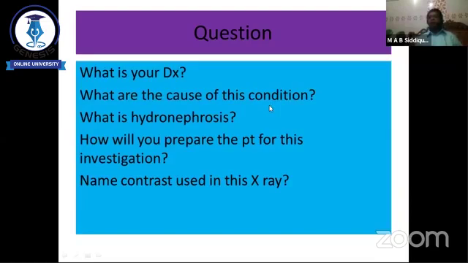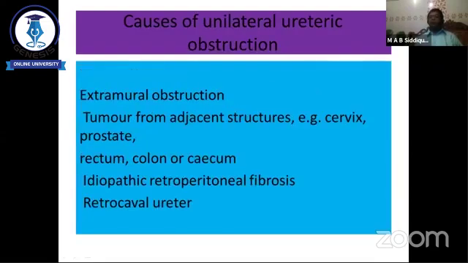How will you prepare the patient? Before preparing this patient, I will mention the causes of this condition. Causes of unilateral ureteric obstruction: the cause may be extramural obstruction. Tumor from adjacent structures, cervix, prostate, rectum, or colon, may invade the ureter and produce obstruction and hydronephrosis. Idiopathic retroperitoneal fibrosis is one clinical condition that can engulf the ureter and may produce hydronephrosis.